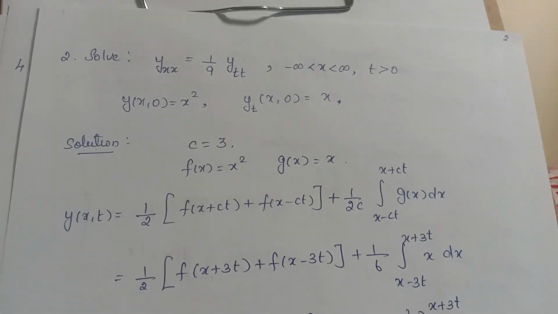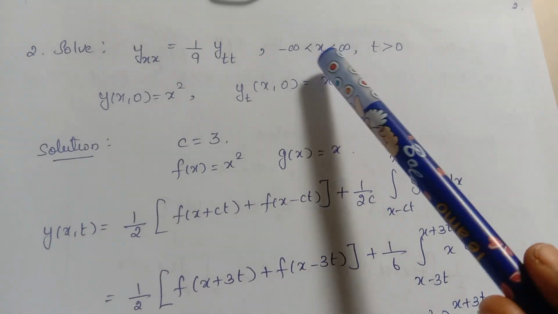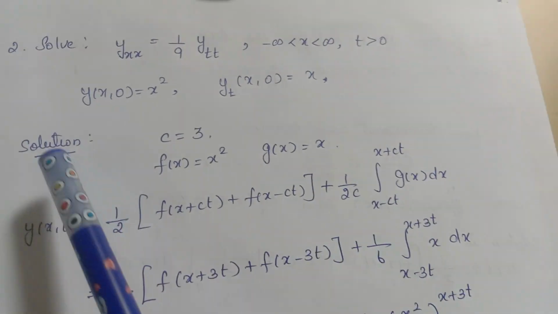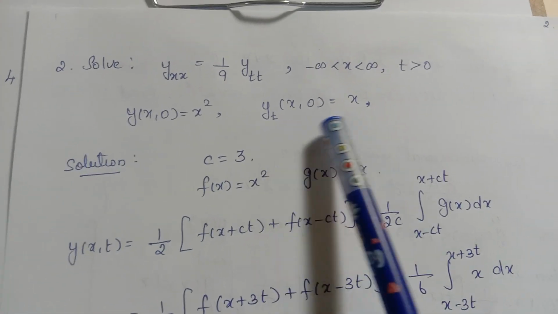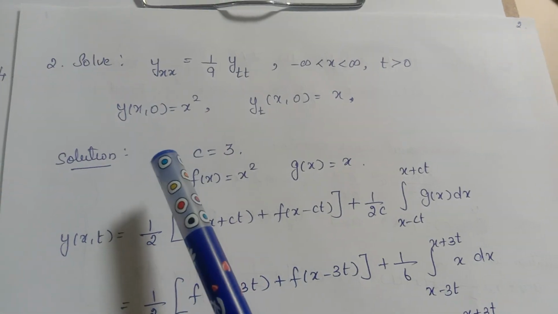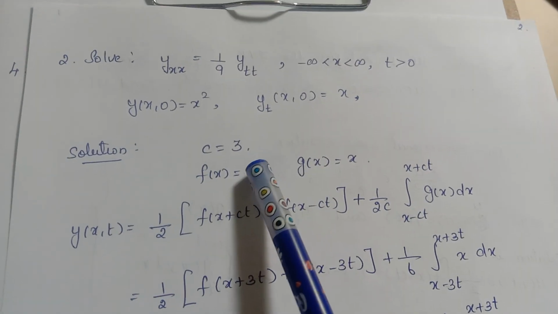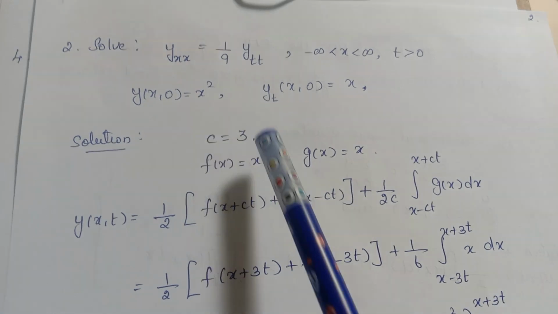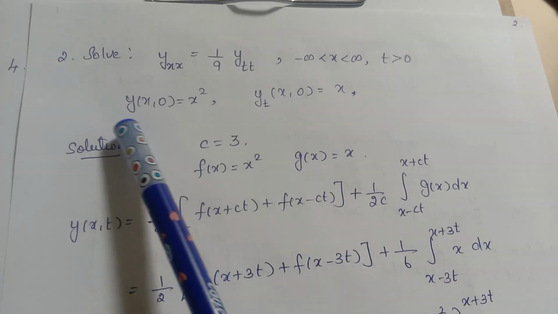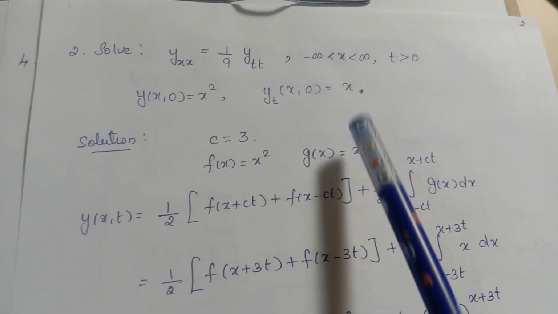y_xx equal to 1 by 9 into y_tt, x from minus infinity to infinity, t greater than 0, and y of x comma 0 equal to x square and y_t of x comma 0 equal to x. So the same as the previous problem, here the c value is equal to 3. This 9 is there, you should not take it as 9. This is c square only. So c equal to 3 and f of x is x square and g of x is x.